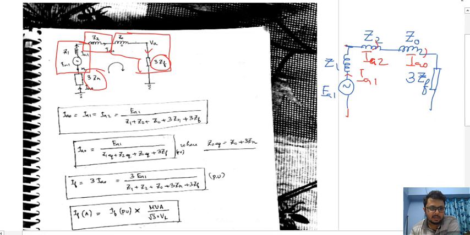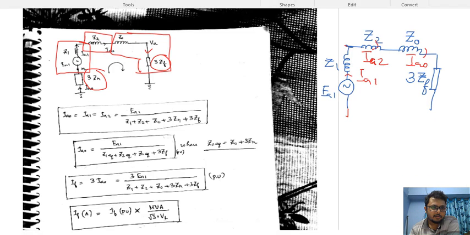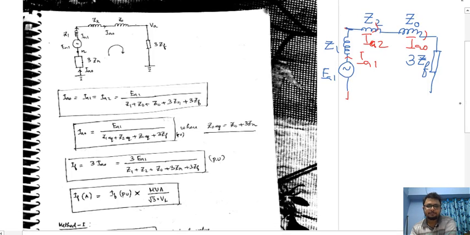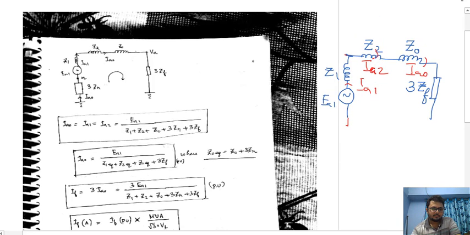So this is the diagram for single line to ground fault. I hope it is very clear to all. I hope this diagram is clear. So all are in series, not in parallel. Why? Because the currents are equal.